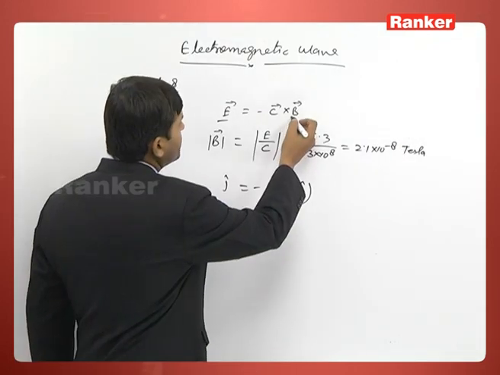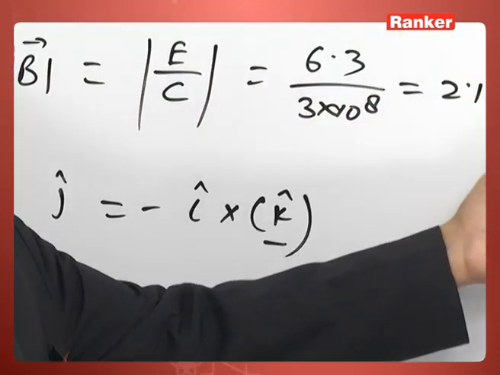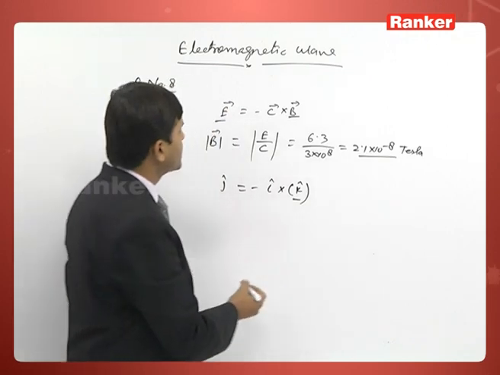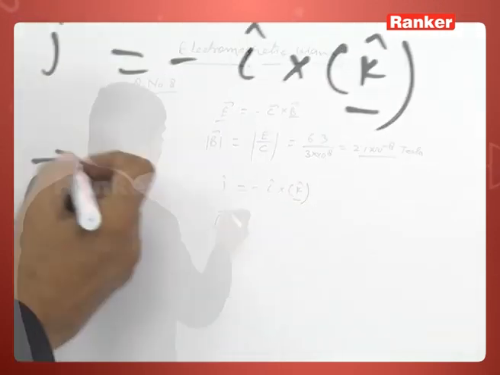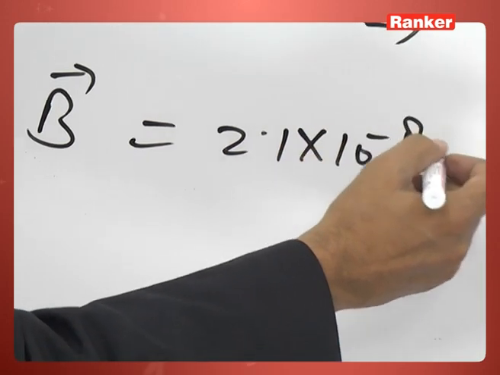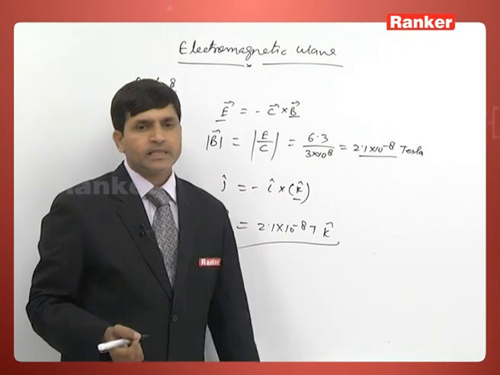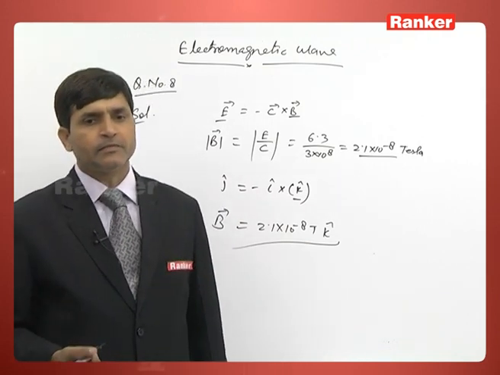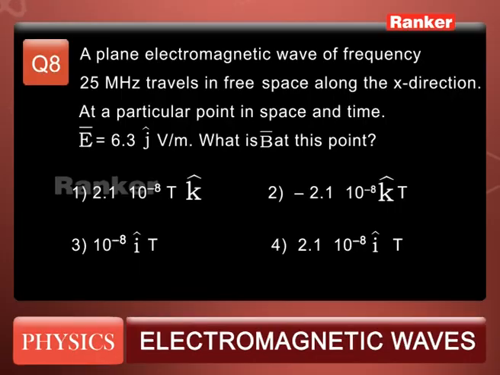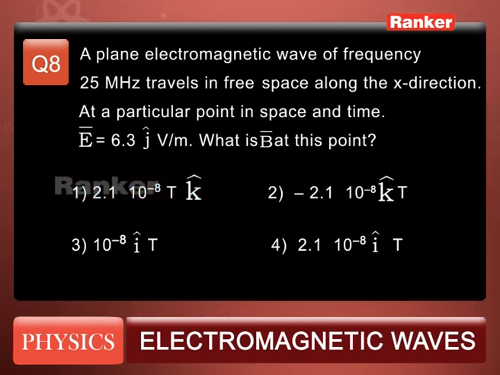So the direction of the magnetic field is your K cap, and the magnetic field magnitude is 2.1 into 10 power minus 8. So B vector is written as 2.1 into 10 power minus 8 Tesla K cap. So this is our first option. So our answer is answer number 1, or the first option.